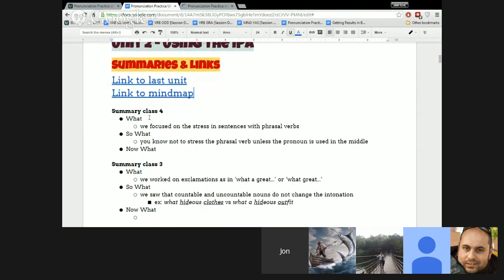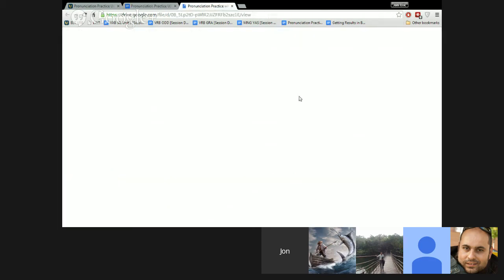But let's talk about what we did in the last class. We focused on the stress in sentences with phrasal verbs. And specifically, we learned that the phrasal verb's preposition sounds different depending on where it is. So in a sentence like, what's it for? Well, I'll show you this in just a second. Let me open the mind map first, and I'll show you what I mean.